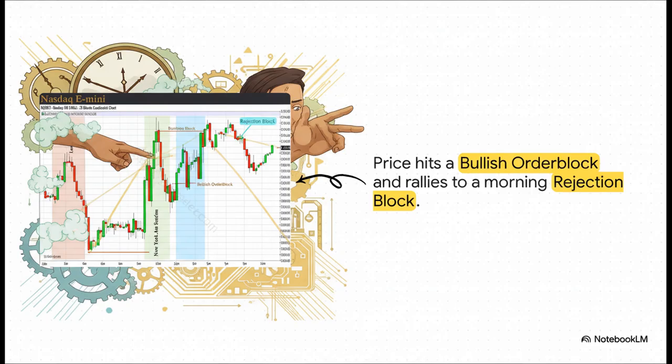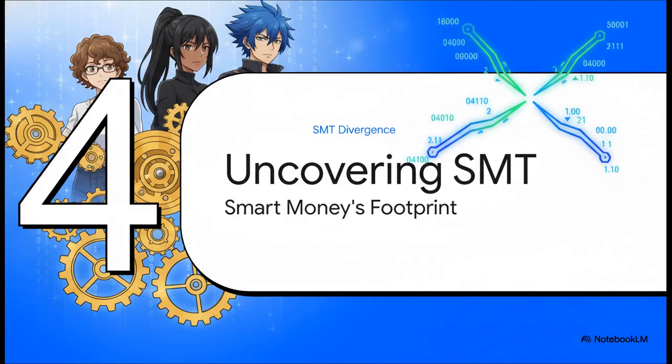You just can't deny the connection between these two sessions. Okay, so we know the PM session reacts to the AM session. Now let's add another really powerful layer of confirmation to our analysis. We're going to talk about SMT divergence. This is how you can literally see the footprints of smart money in the market.